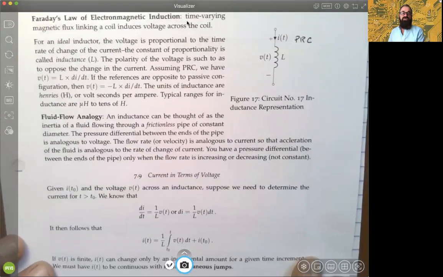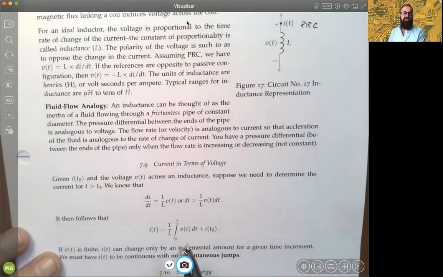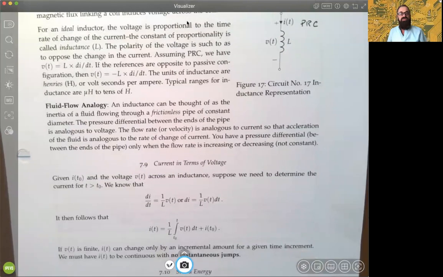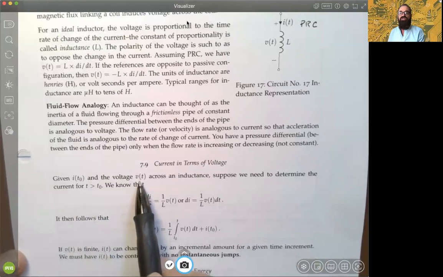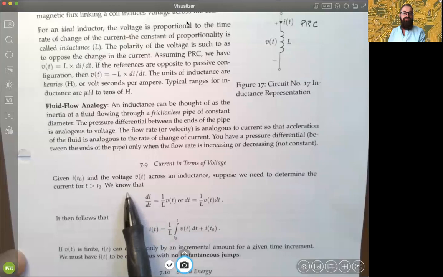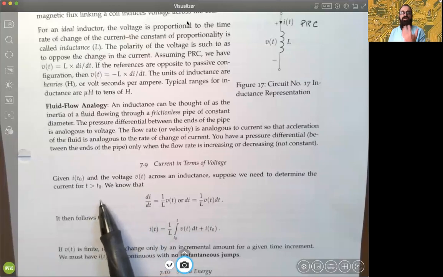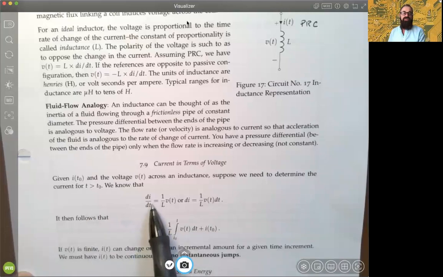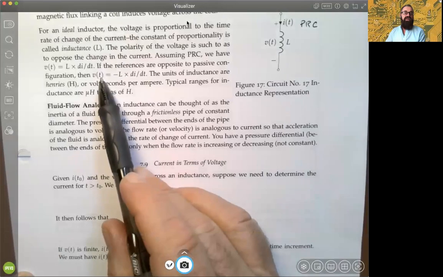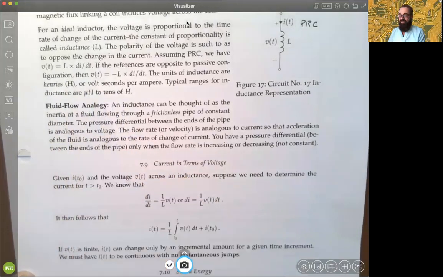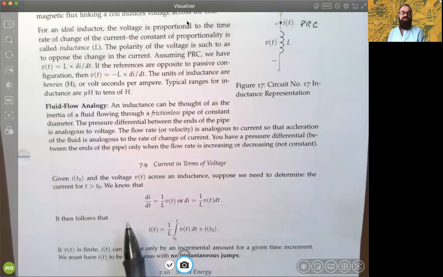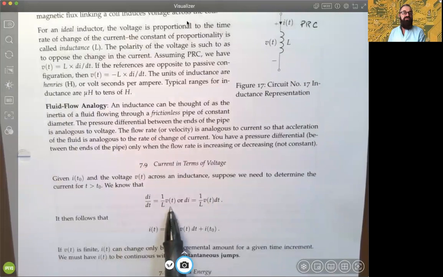The equations we use for inductances are indicated in the next small section. How do you represent currents in terms of voltage? Well, given an initial current, you have the voltage as a function of time across the inductance. Suppose you want to know what the current is for a time beyond that initial point, t0. Given that the relationship between the voltage and the rate of change of current is given by the standard representation of inductance with the proportionality constant L, you can write di/dt is 1 over L times v.